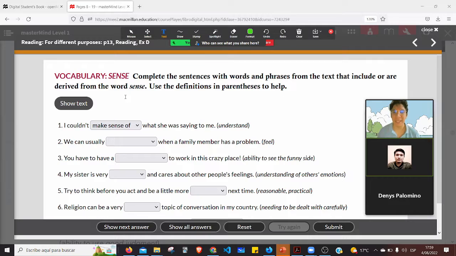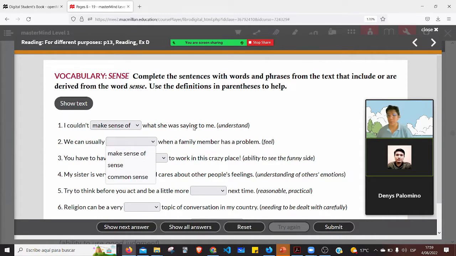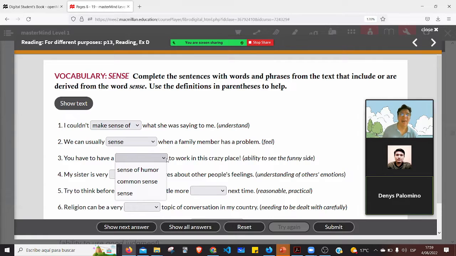Vamos a acabar. Siguiente. We can usually make sense of when a family member has a problem. Sense, nada más. Sense. Feel, sentir. Okay. Sense, sentir.